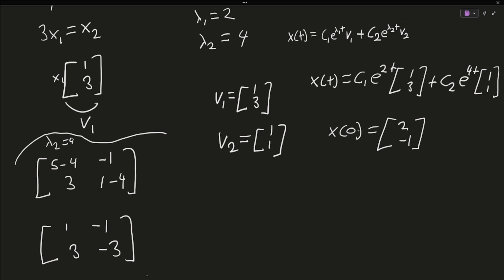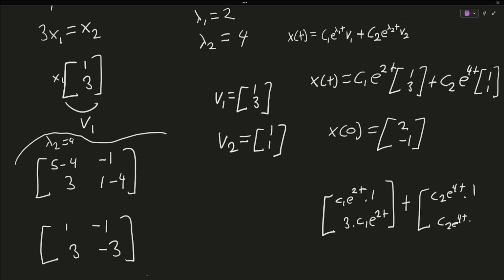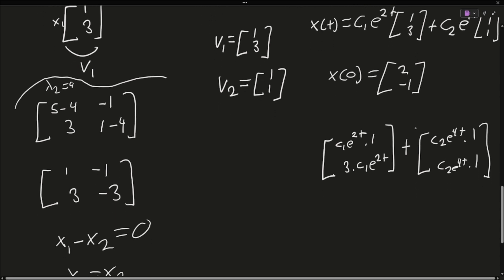Okay, so I'm going to first build this in matrix form so we can work more easily. Just distribute these constants into the vector and add these together. For the first vector, we're going to have c1 e to the 2t multiplied with 1, and 3 times c1 e to the 2t, and this is our first vector. We're going to add this vector to it, where both of the constants are 1, so times 1, c2 e to the 4t times 1. Okay, and let's just add those together.